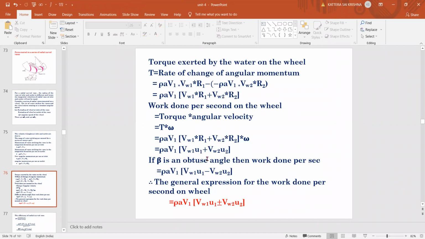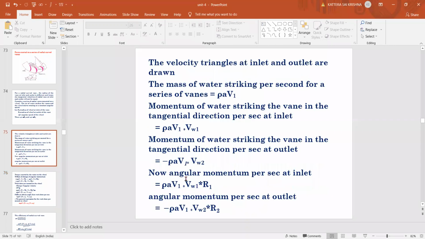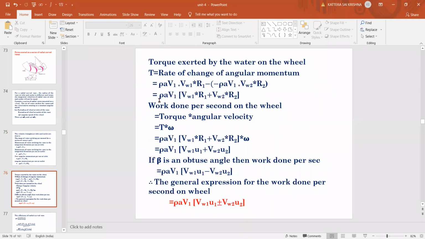Right. So next we are going to find the torque exerted by the water on the wheel. Since the wheel is rotating, we find torque instead of force. Torque is nothing but the rate of change of angular momentum. So it is the angular momentum per second at inlet minus the angular momentum at outlet. Totally you will get rho A V1, the mass flow rate, common, into VW1 into R1 plus VW2 into R2. Right.